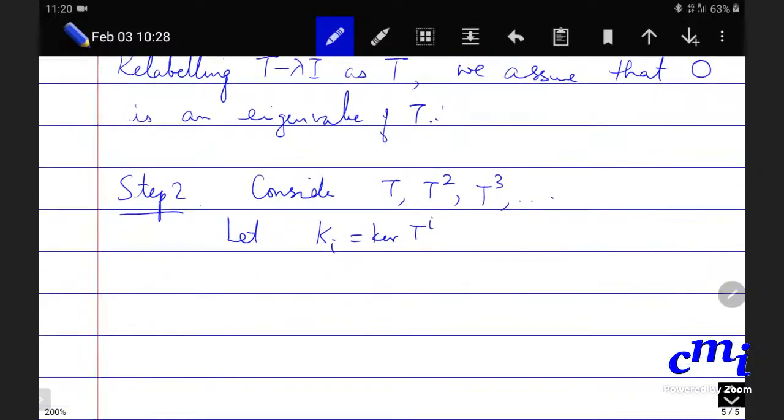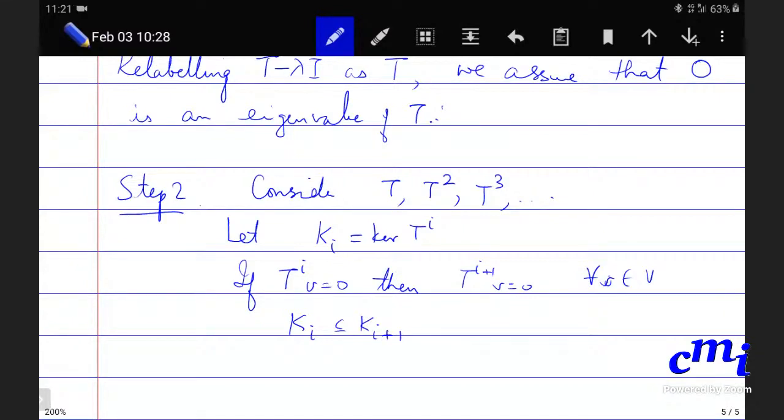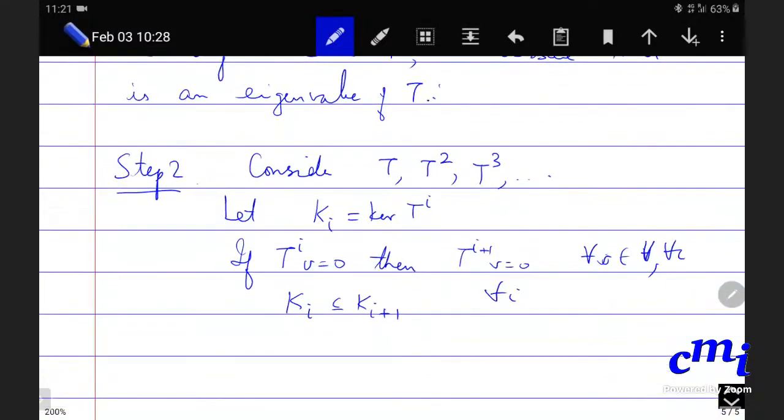Okay. So now notice that if T^i v is 0, then T^(i+1) v is 0 for all v in V. So in other words, Ki is inside K(i+1). Any vector that is killed by T^i is also killed by T^(i+1). Okay? So it's inside this. This is true for every i. Therefore, this is an increasing sequence of subspaces inside V.